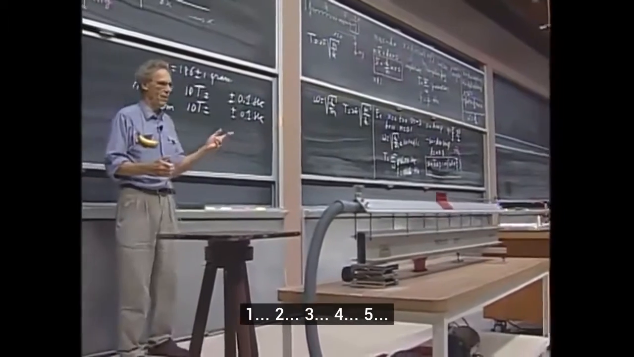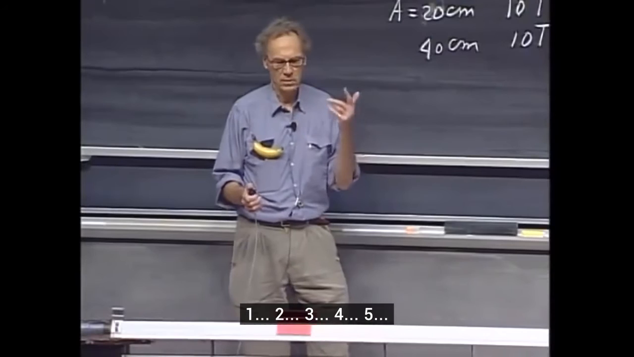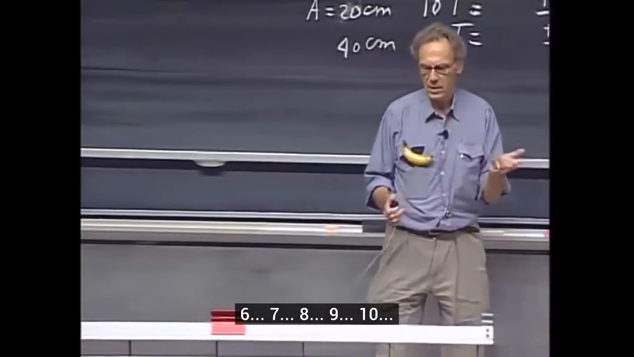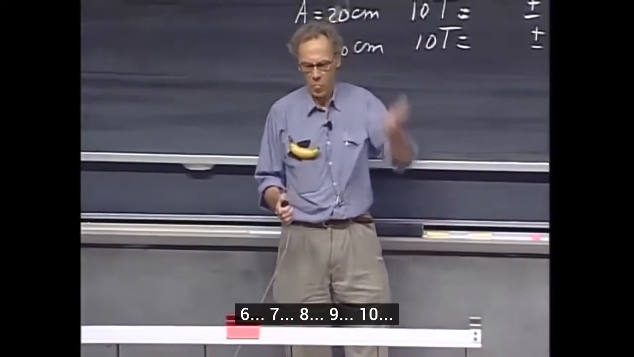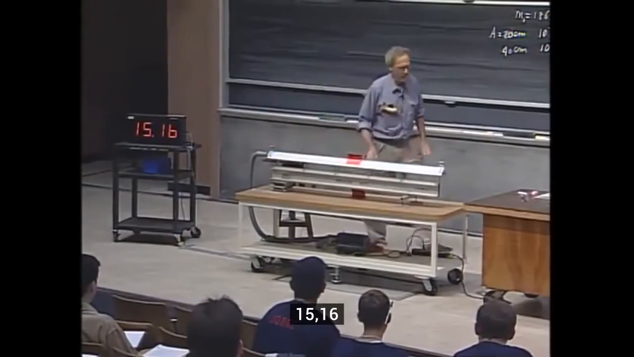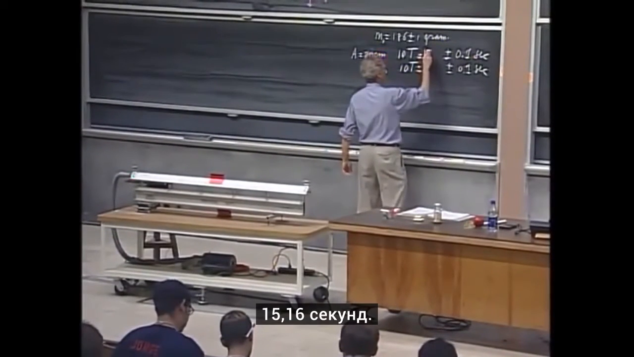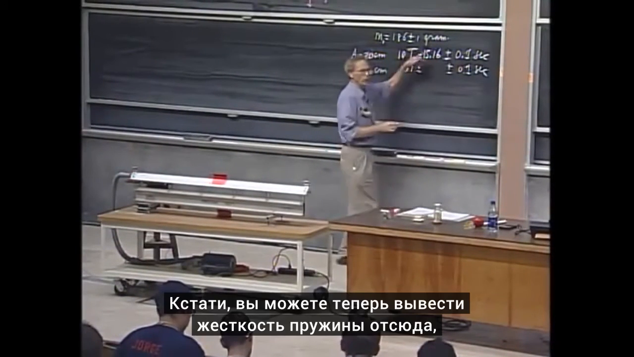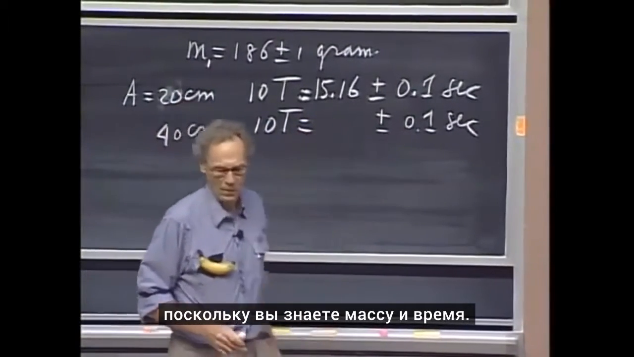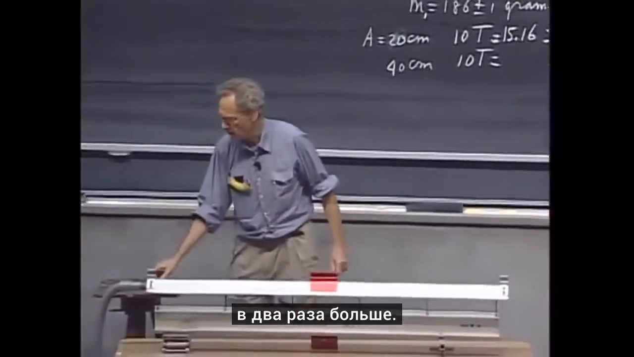1, 2, 3, 4, 5, 6, 7, 8, 9, 10. What do we see? 15.16 seconds. By the way, you can derive the spring constant from this now, because you know the mass and you know the time. Now I'm going to give it a displacement, an amplitude, which is twice as high.